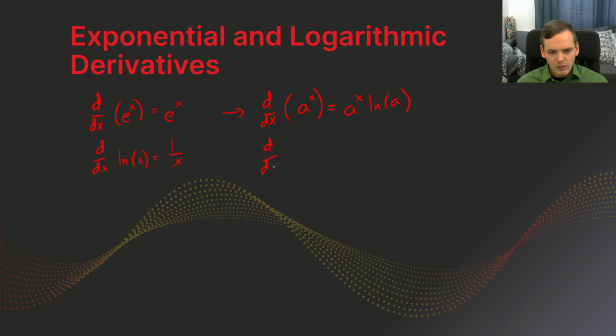There's a similar form for log base a of x. That will equal 1 over x ln of a. Again, if it's log base e, natural log, the ln of e goes to 1, and I end up with 1 over x, which matches what I had before. So those are our exponential and logarithmic derivatives. Again, all of these you just have to memorize if you don't want to have to derive them every time.